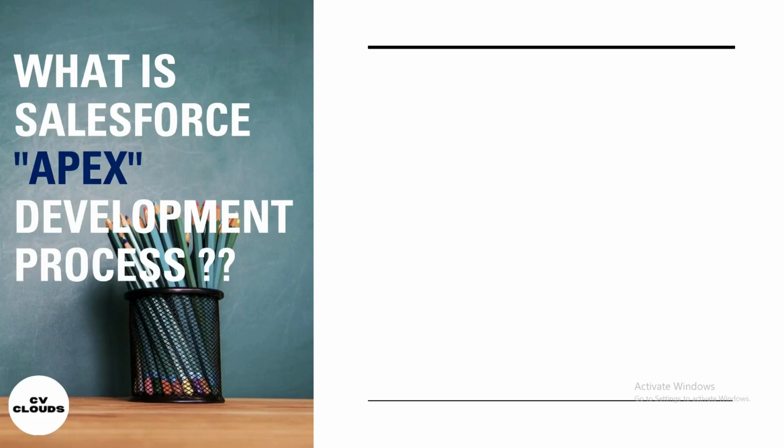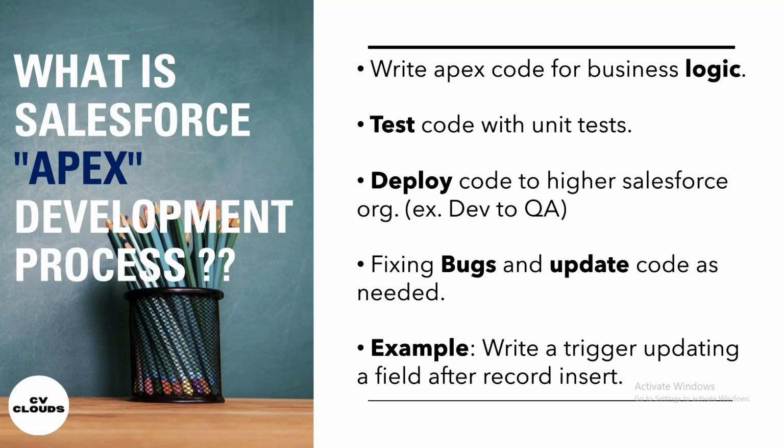Next is a very important topic, that is, what is the Salesforce Apex development process. So here we will first write the Apex code for business logic according to our requirement. Okay, then we test the code with positive testing, negative testing, bulk testing, and any other unit testing we perform on the code, so that we make sure our code is working as expected and it doesn't break anything.